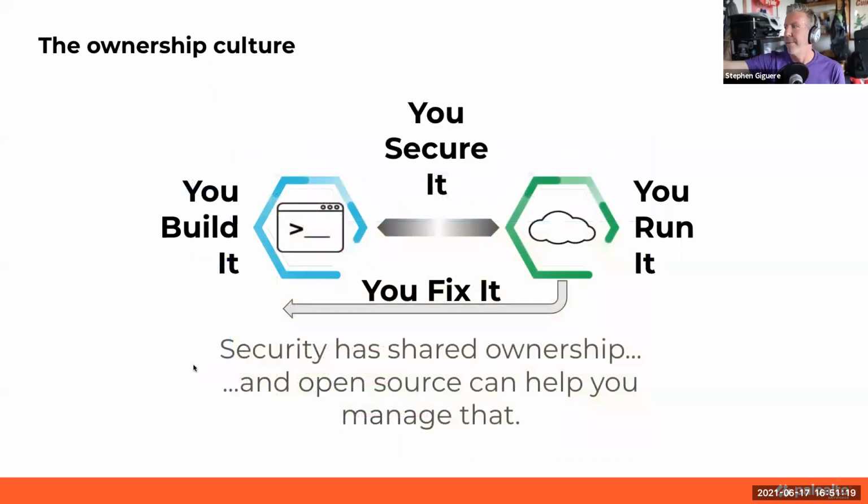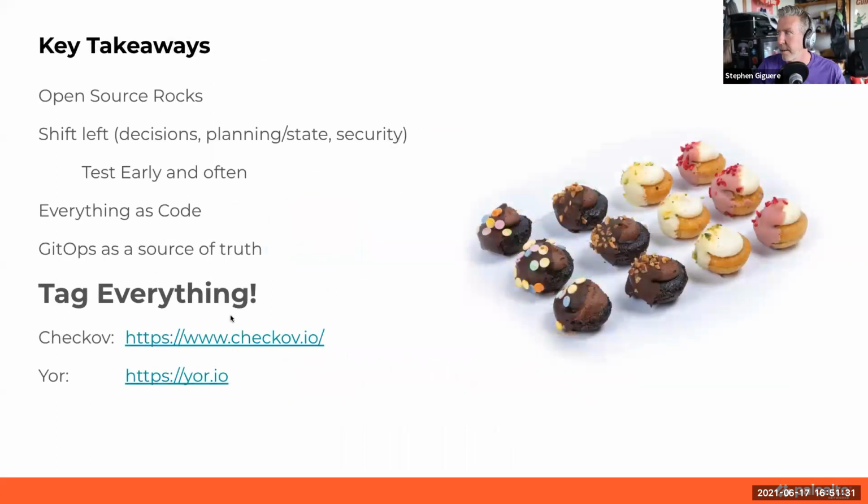So this is the idea. I'm just going to summarize quickly. The idea is we build it, you secure it, you fix it, you run it, and now you have the capability to create this workflow, and you can automate everything without having to peek and poke around with ownership and Jira tickets. So that's it. You got me ready. You escorted me nicely to the end. Takeaways: tag everything. These are websites where you can find out more about these projects.